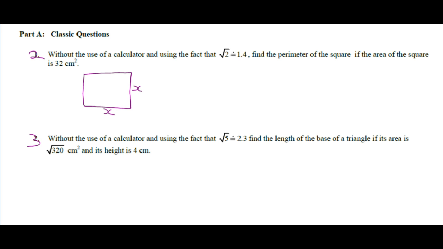Okay, what's the formula for the area of a square? Length times width. Well, side times side. Side squared, right? So that means we know that x squared is equal to 32. So what's x? Square root of 32. But what's the square root of 32? It's 4 root 2, right?